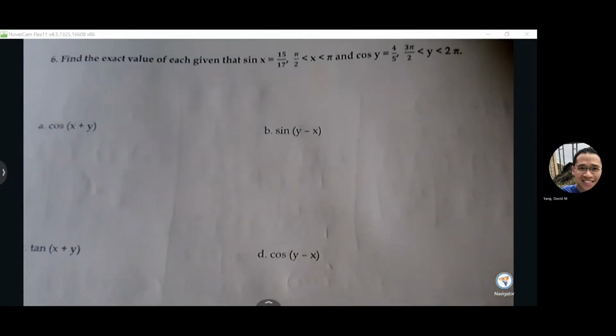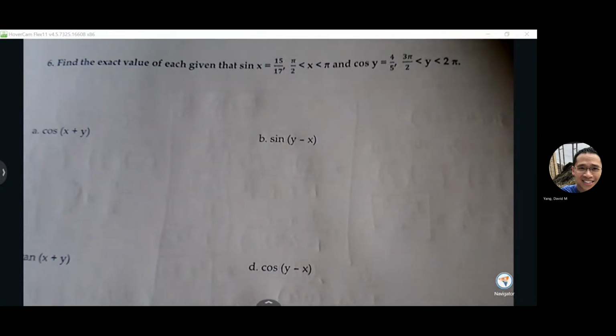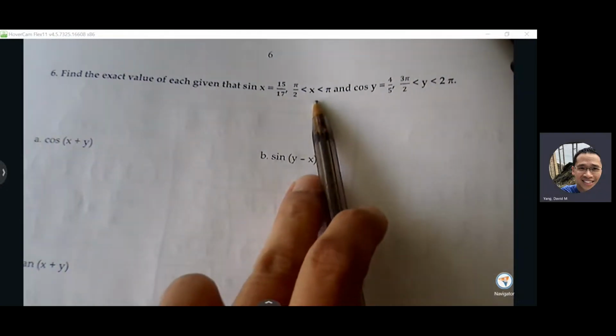Okay, page 2. Okay, so here we have to involve sum and difference identities because we have 2 different angles. Okay, so let's look at those 2 angles here.